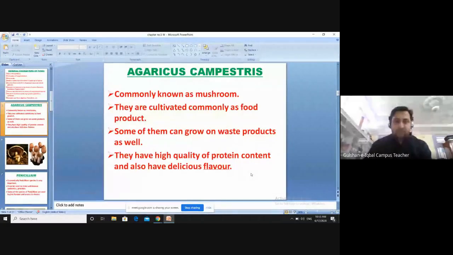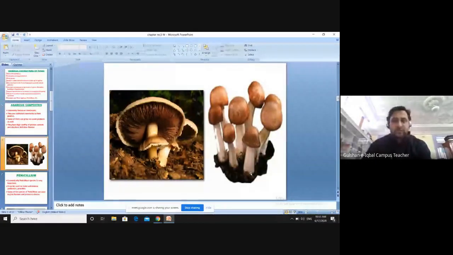So let's see what mushroom is. This is the mushroom. Some of them can grow on waste products, some of them can be cultivated as well. A lot of people around the world cultivate them. There are bigger fields where they are cultivated, and naturally they can be found in the trunks of trees that have been cut down, they are dead. So on those dead products the mushroom can be grown easily. You can see them and you can have them for your eating purposes as well.